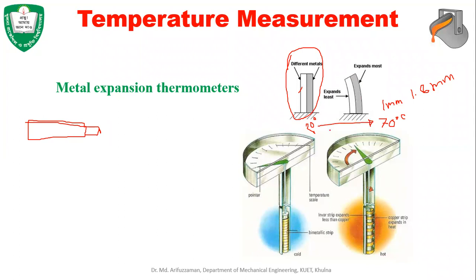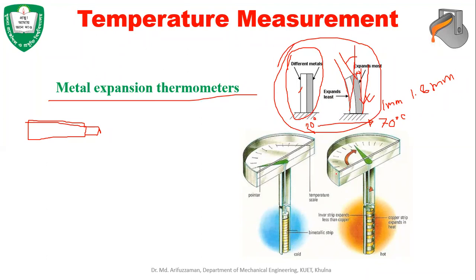With the change of temperature from 20 to 70 degrees Celsius, the expansion on the outer side of the strip is higher than the other, and that causes the whole system to bend. Initially it was straight and now it has bent like this. There is a certain bend angle, or displacement of the tip. These can be the parameters used for recording the temperature difference, how much deflection occurs for what temperature change. That's how the metal expansion thermometer works.